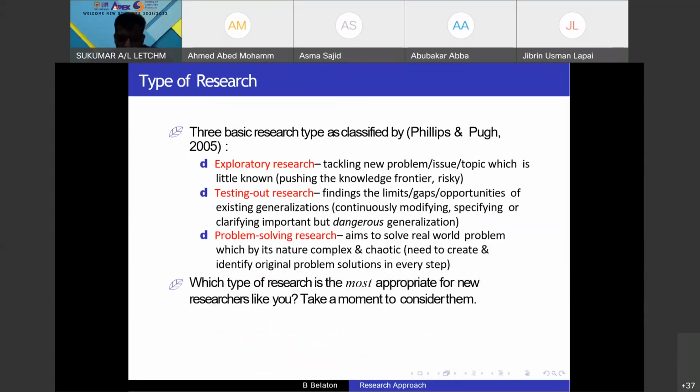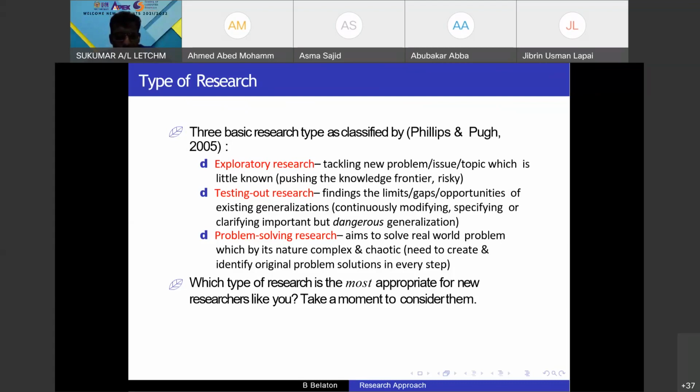Okay. 3 basic research types as classified by Phillips. If you look, exploratory research, testing out research, and also problem solving research. Okay, what we normally do, we try to do either testing out research or problem solving research. Okay, but which type of research is the most appropriate for a new researcher like you? Which one do you think is the most appropriate for a new researcher like you? Is it exploratory or testing out or problem solving?